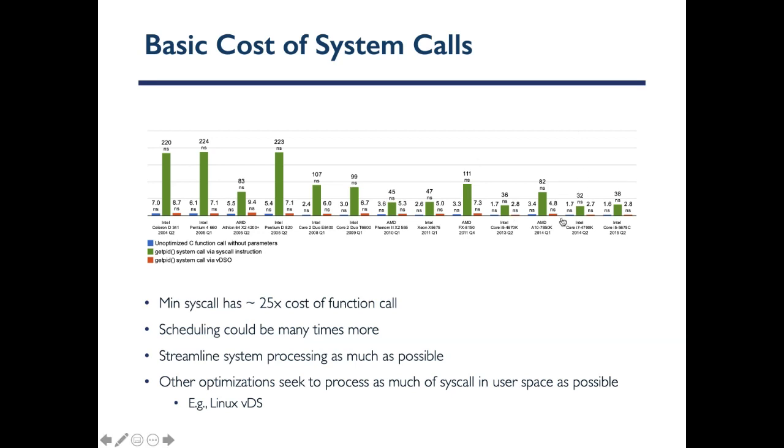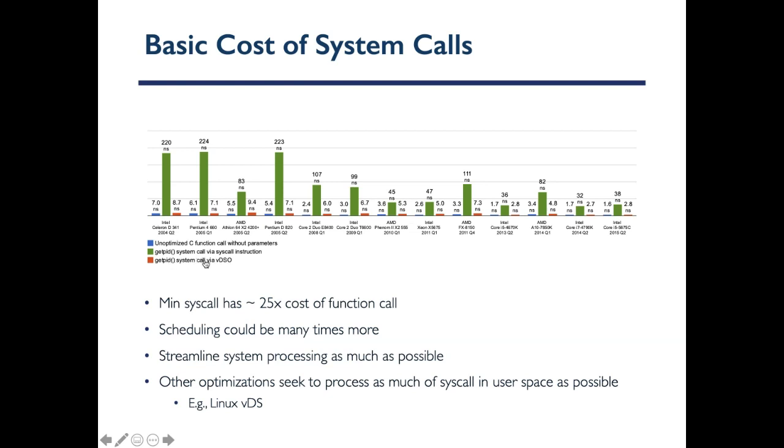So here, in this figure, you have different architectures, Intel and AMD, and then you have just an unoptimized C function call without any parameters. That's the blue line. It takes like 7 nanoseconds, for instance, on Intel. And then you have this getpid, which is a system call. And then you have this getpid system call via VDSO. I'm not going to talk about this one, but if you're interested in it, go and read. It's out of the scope of this course.